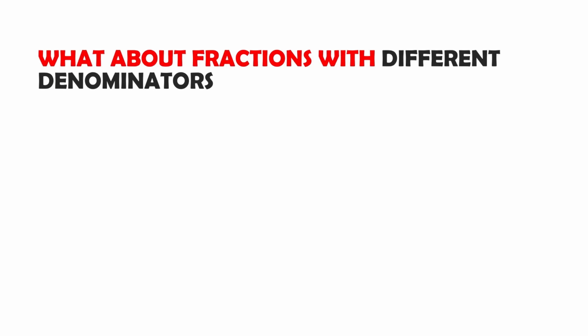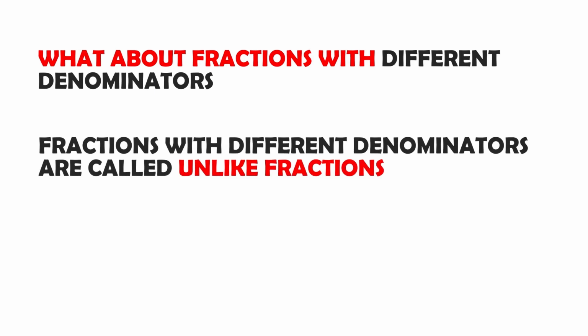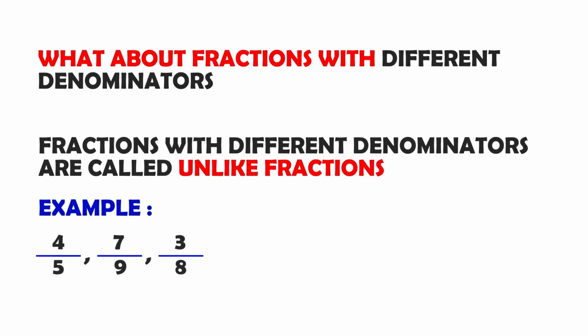Now what about fractions with different denominators? Fractions with different denominators are called unlike fractions. In order to subtract unlike fractions, you need to find a common denominator for your fractions and then subtract like normal. Before moving to our exercise, let's discuss some general steps for subtracting unlike fractions.